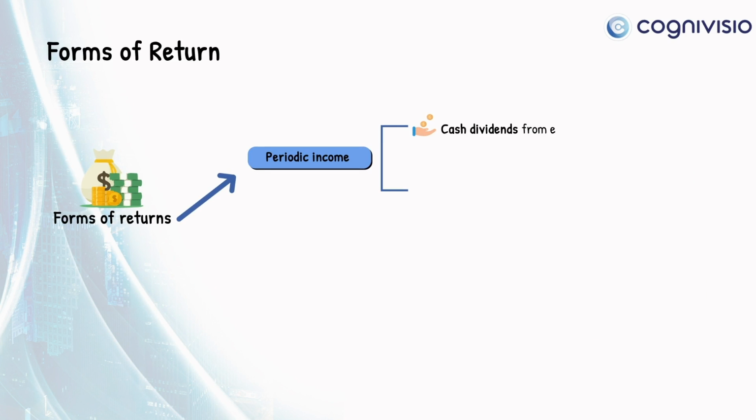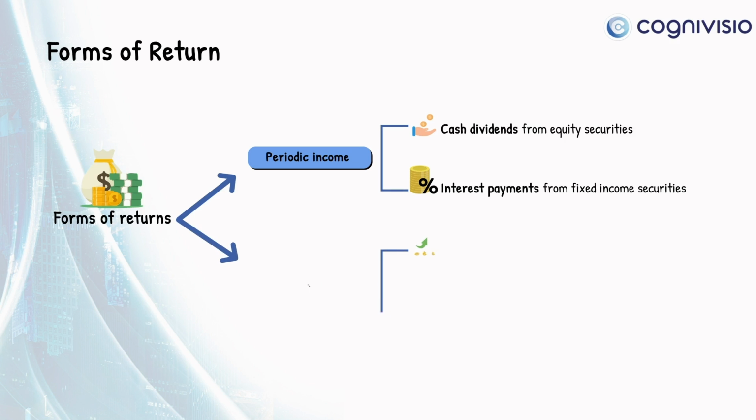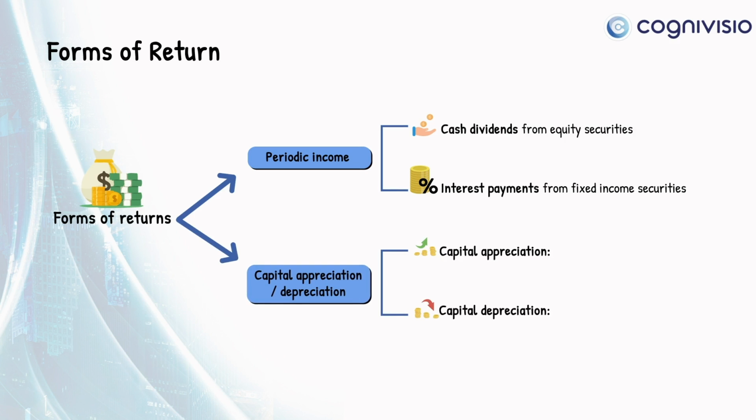Returns come in different forms. One form is periodic income. Two examples of this type include cash dividends from equity securities and interest payments from fixed income securities. Another form of return includes capital appreciation or depreciation, which are respectively the increase or decrease in the price of a security over a period of time.